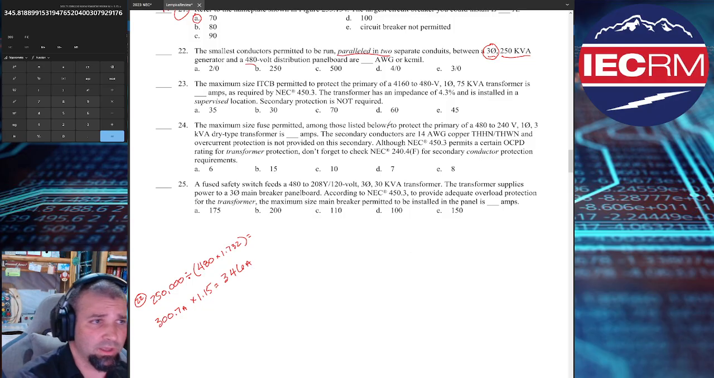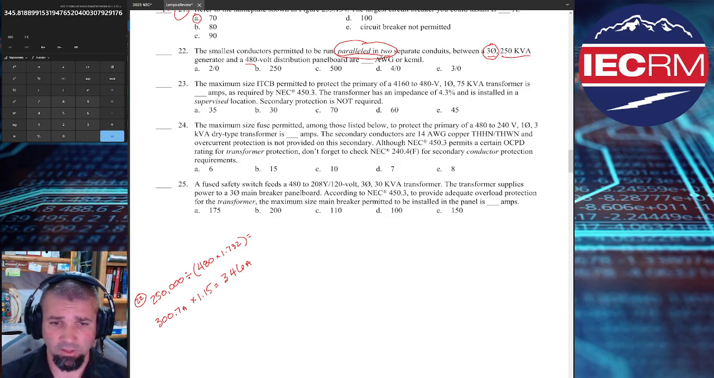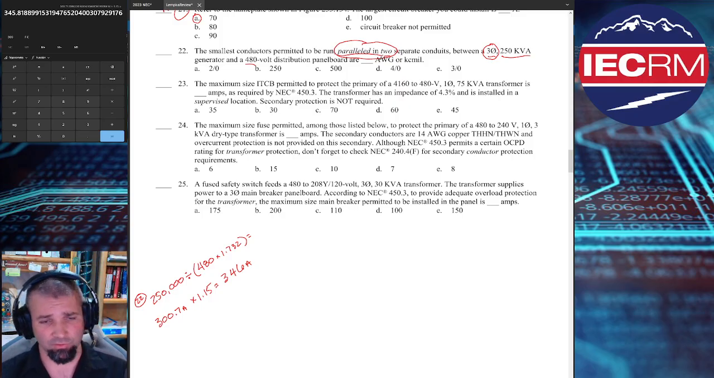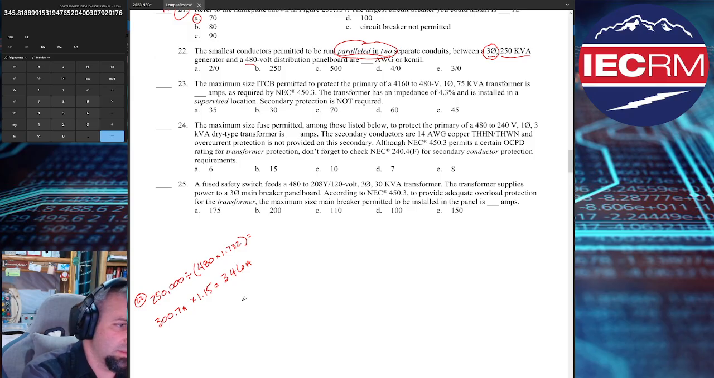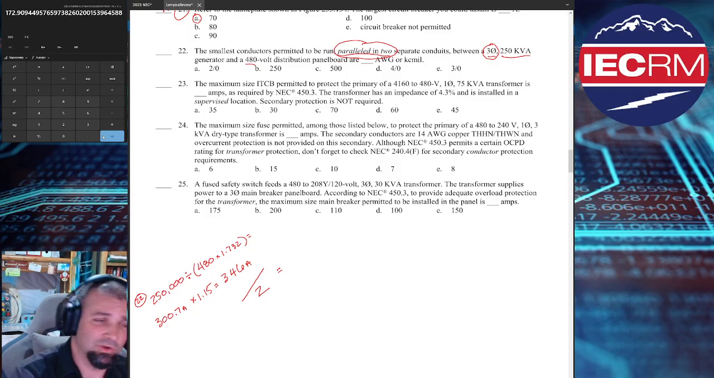But there's one more thing. We are paralleled in 2 separate conduits. Remember, when we have 2 separate conduits in parallel, they will be sharing the load. Okay, they're going to work together to get this objective accomplished. So since they will be equally sharing the load, we're just going to divide by 2. Each one will carry its own weight of amperes divided by 2. So I need conductors in each pipe that can manage 173 amps.